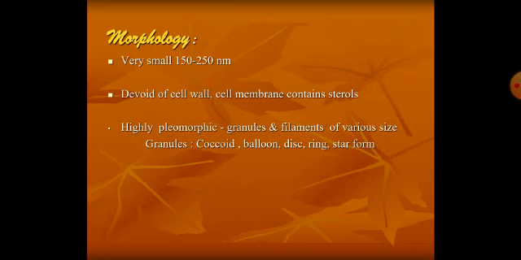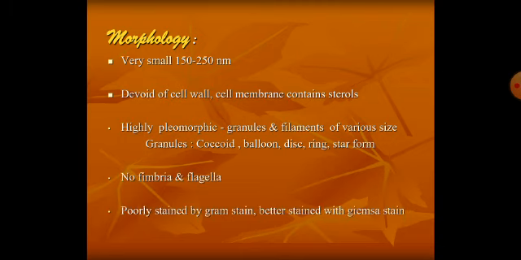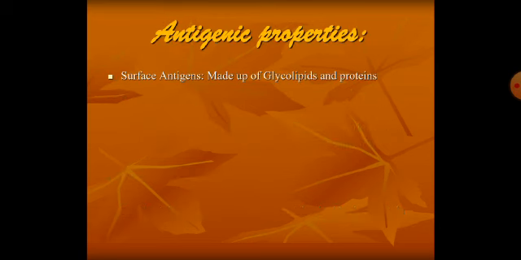Even among the granules, they have classical shapes that they can take up. Sometimes they can appear coccoid, and the same coccoid can balloon out and appear like a blown up balloon. They take up the shape of a disc, a ring, and a star form. They do not have any fimbriae or flagella. Since they do not have a cell wall, they are poorly stained by Gram stain and they are stained better by Giemsa stain.